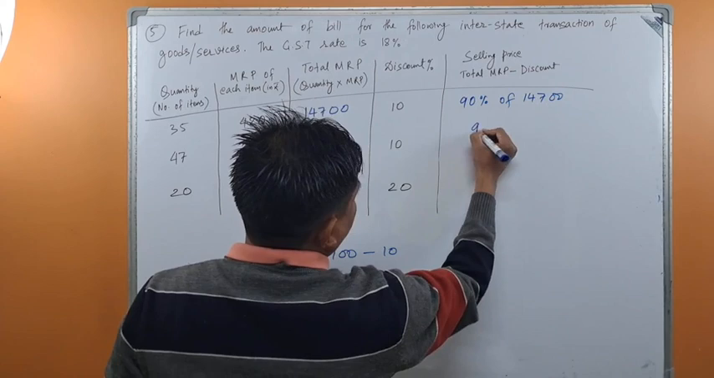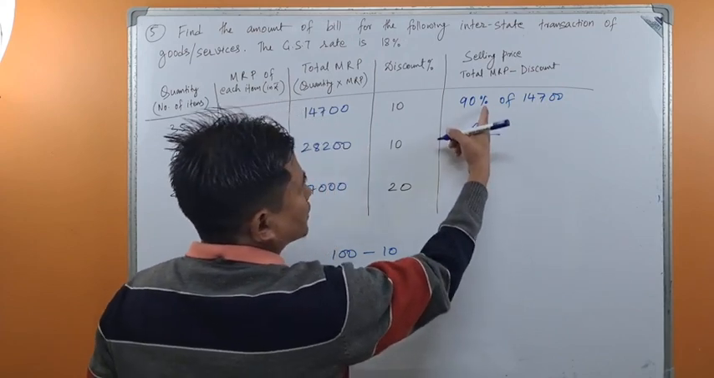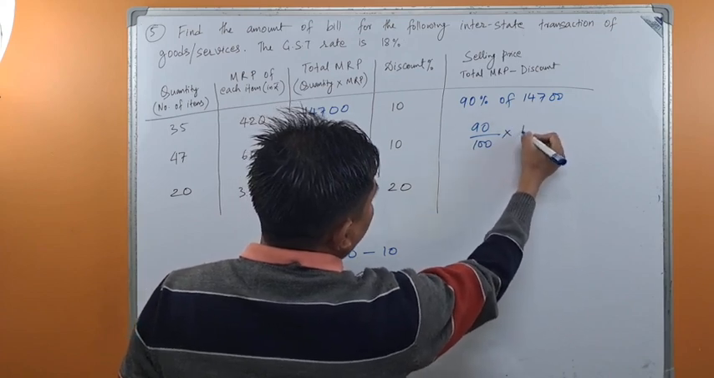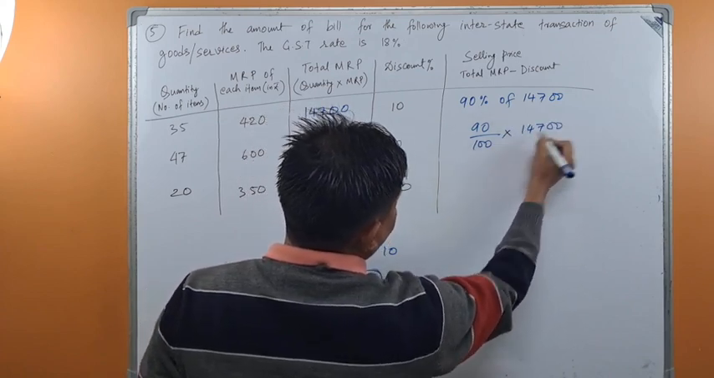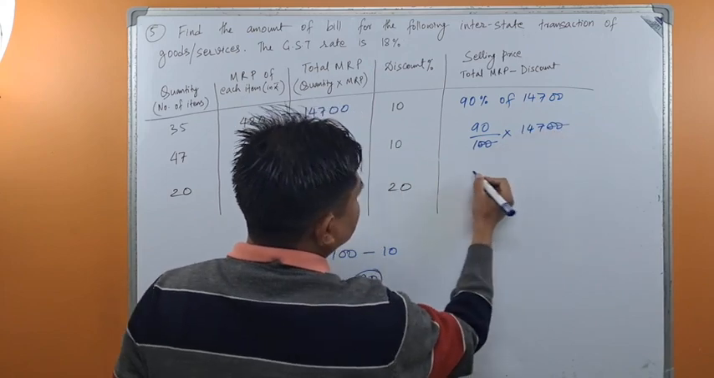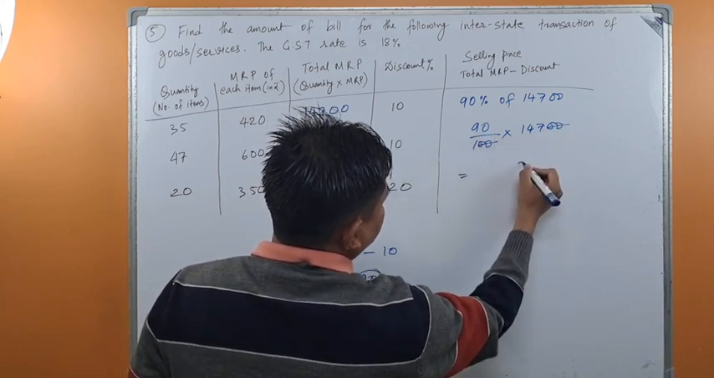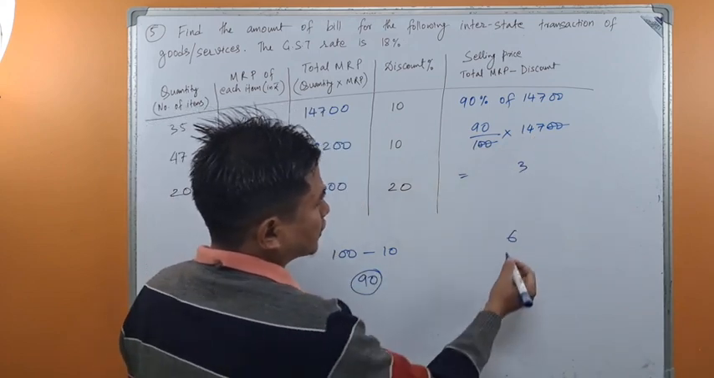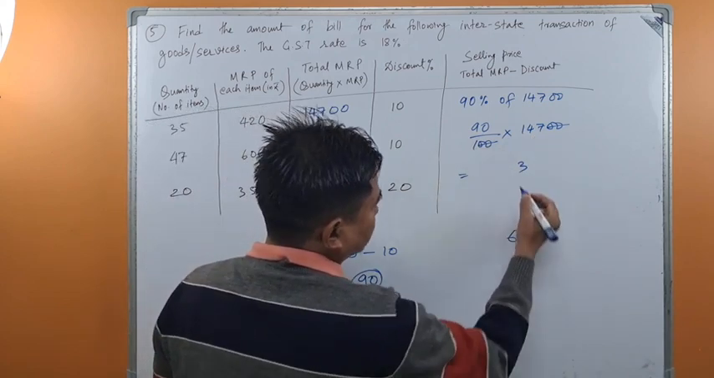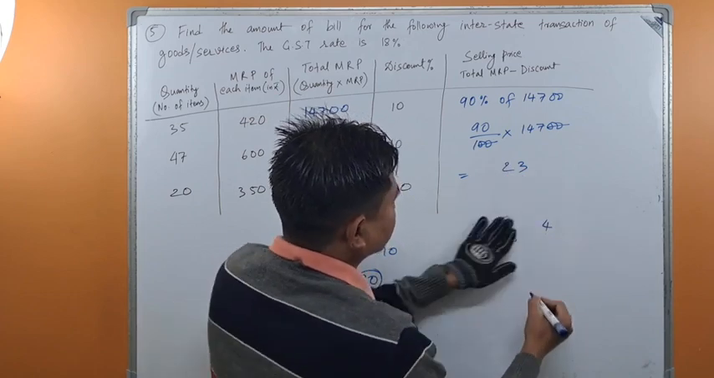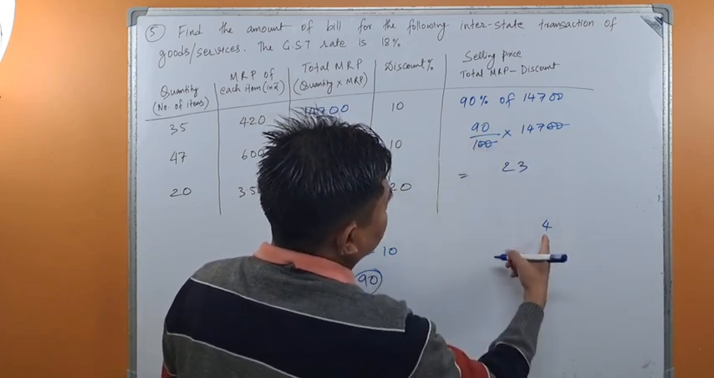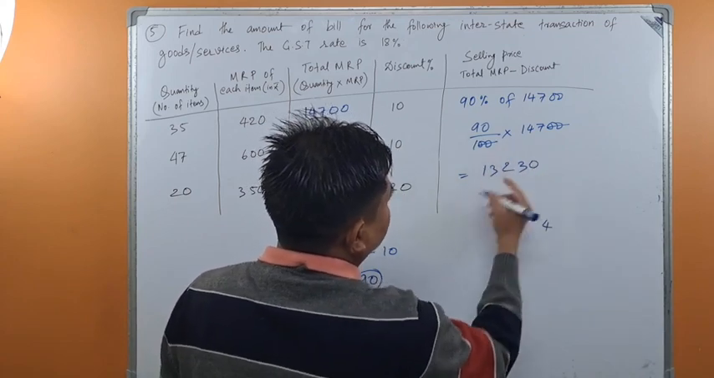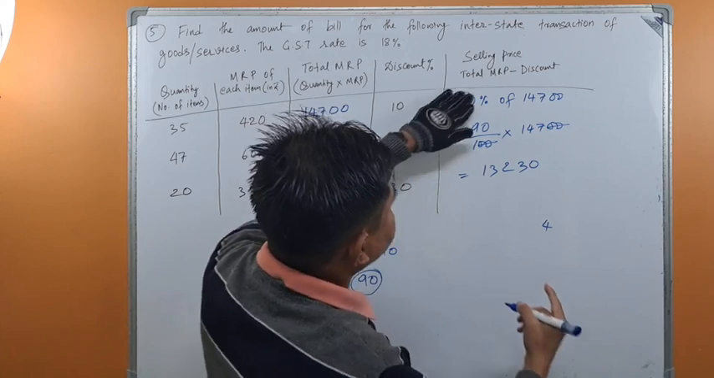14,700, isn't it? So 90%, when we remove the sign of percent, we introduce 2 zeros in the denominator. Of means into 14,700. These 2 zeros cancel out. 9 7s are 63, 3, 6 in hand. 9 4s are 36. 36 plus 6, 42. 2, 4 in hand. 9 1s are 9 plus 4 is 13. So this 0 we will write here, 13,230.